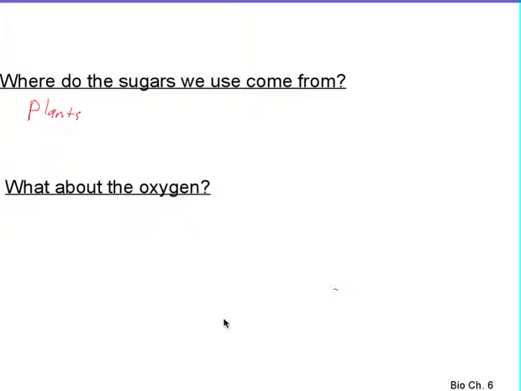What about, where does the oxygen come from? We breathe oxygen, right? Where does the oxygen come from? Well, from plants, right? Also, I guess you could say algae, but in general, we usually get it from plants.